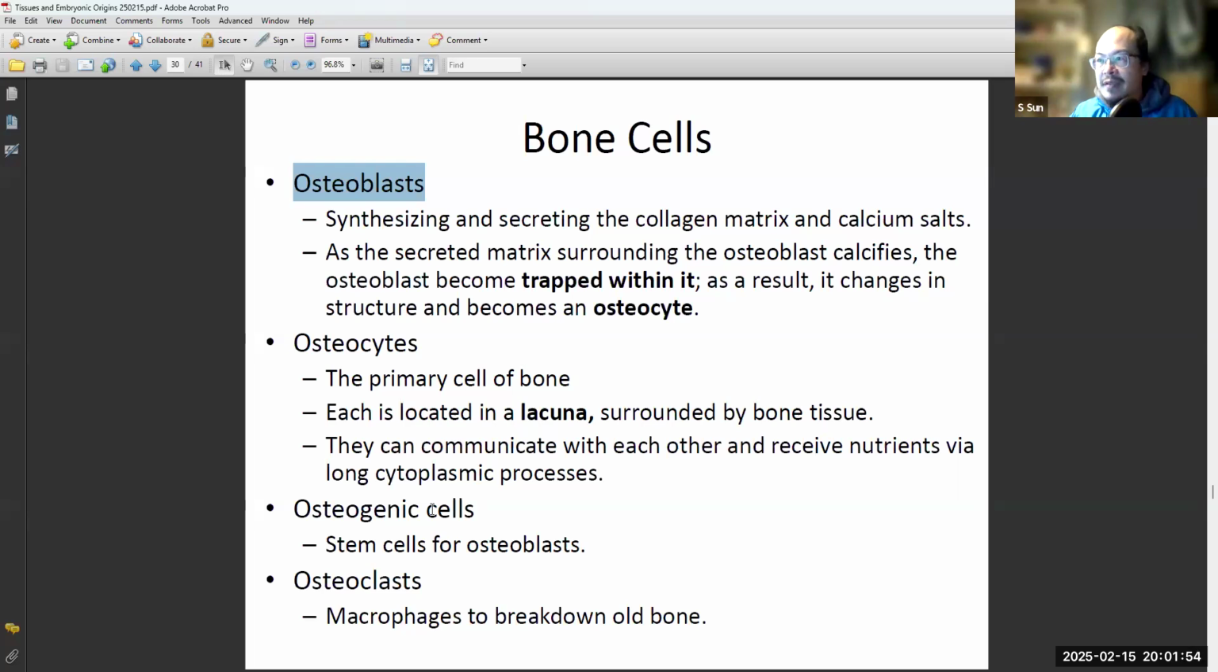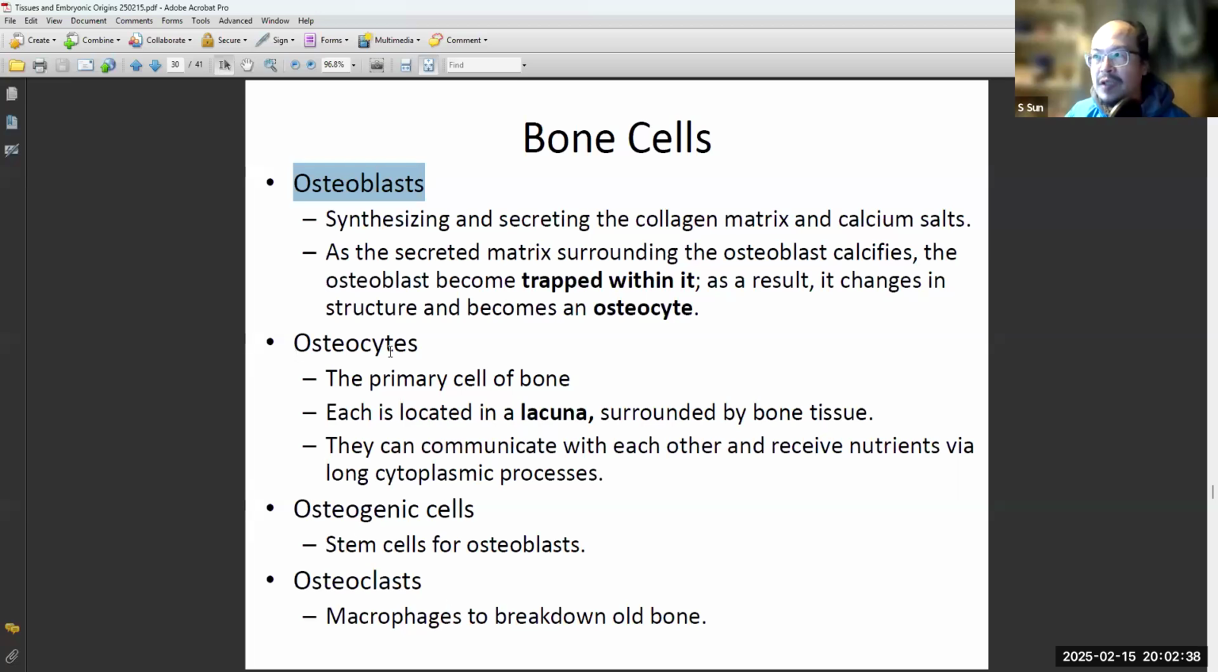We also have two other cells. One is called the osteogenic cell. This is the stem cell that becomes the osteoblast. We also have cells that can chew away the old bone. That's how our bone grows or changes shape. Bone is dynamic. Even though it's hard, it gradually changes its shape. Osteoclasts chew away the weakened or old bone material. It's like a macrophage, meaning that it can eat. So those are the four types of bone cells.